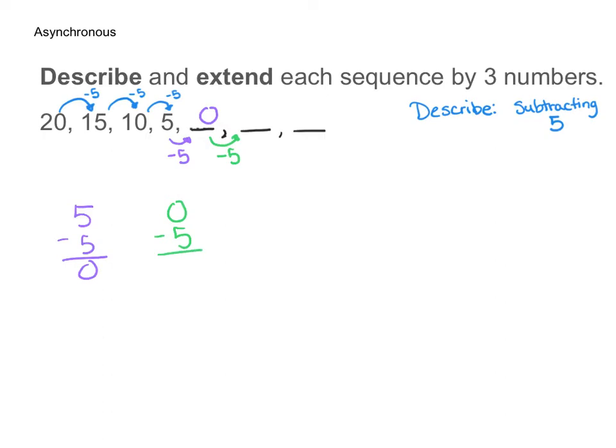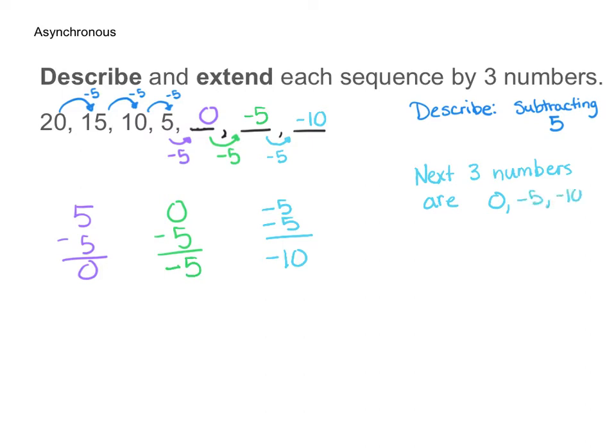Be careful on this. It's not 5. It's going to be negative 5. And then my last one, I need to subtract 5. So I have a negative 5 minus 5. And that would be a negative 10. Careful, don't go back to 0. Okay, so that's a negative 10. And so to extend, my next 3 numbers are 0, negative 5, negative 10. Let's go on to the next problem.